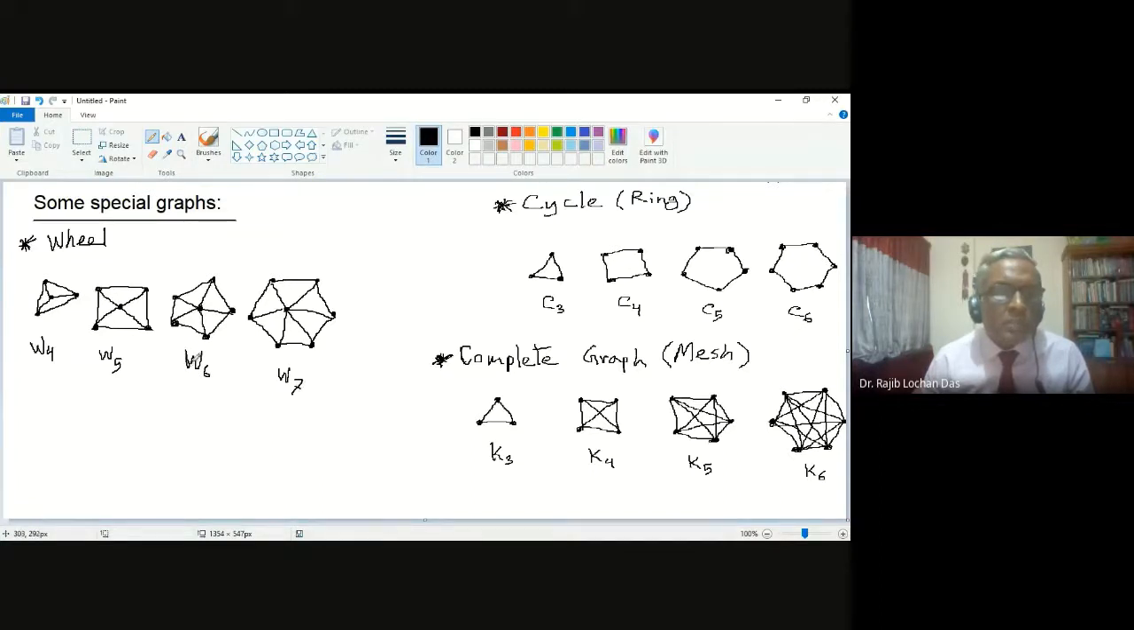So what is the name in computer topology? Star topology, sir. This is called star, correct. So this is called star topology. So these are the special types of graphs. Sometimes we use these, but all these are simple graphs, right? Wheel or cycle or complete, all these are simple graphs.